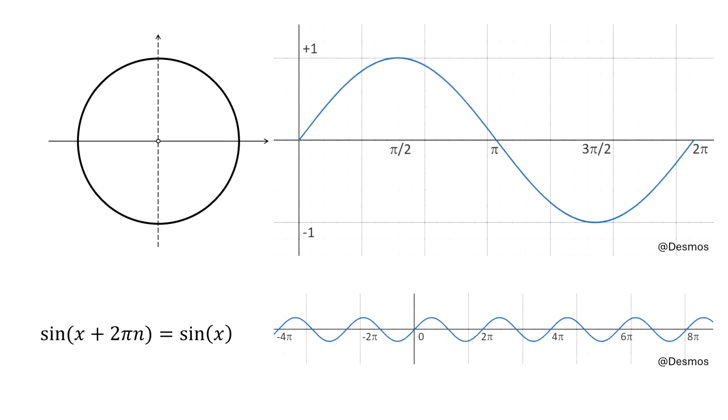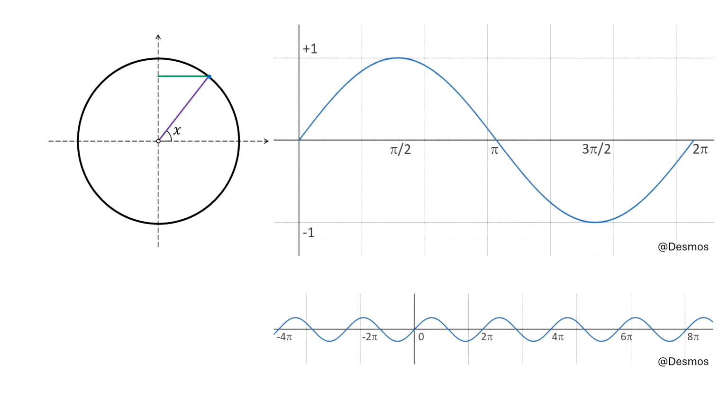Looking at the unit circle, opposite angles have opposite sine values. So sine of -x equals minus sine of x. This makes sine an odd function, where f of -x equals -f of x.